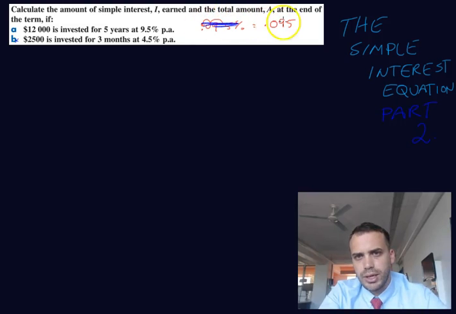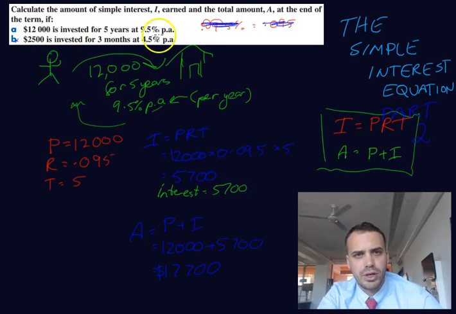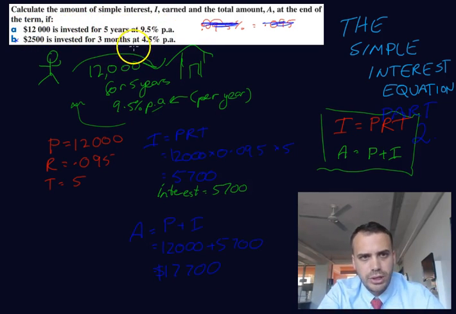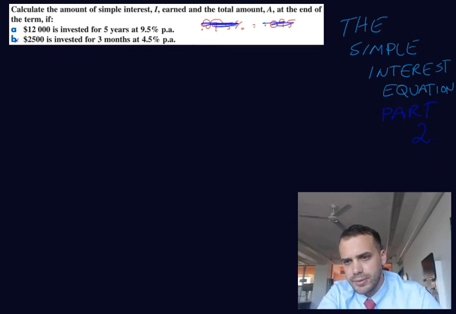Okay, so this time we're looking at the simple interest equation part 2. In a previous video we did simple interest equation and we did that first question here, 12,000 invested for 5 years at 9.5% per annum. We're going to do this slightly more complicated question, part B here. So let's take a look at that, remembering these two formulas, I equals PRT and A equals P plus I.